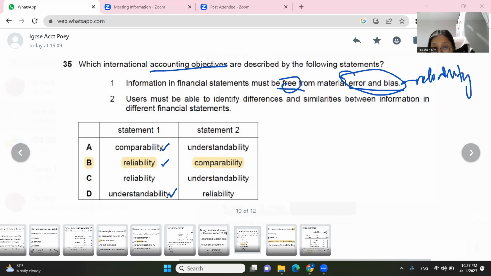Next, users must be able to identify the differences and similarities between the information in different financial statements. So you want to know the differences and similarities, so you can compare. This is comparability. So the first one is reliability, the second one is comparability. So the answer should be B. Okay, next.